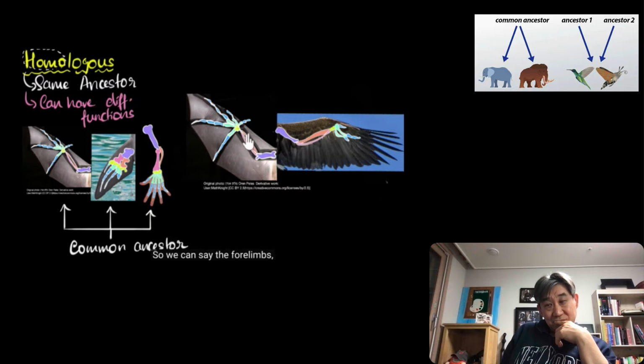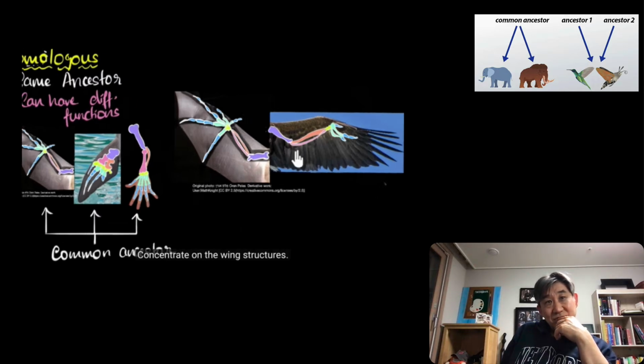So we can say the forelimbs, the front limbs. In humans, forelimbs are just hands. So the forelimbs, we can say, still came from the same ancestry because of the same structure. So we can still say the forelimbs of the bat and the forelimbs of the eagle, they are homologous. Okay, the structures are the same. But let's look at the wings now. That's important. Concentrate on the wing structures.